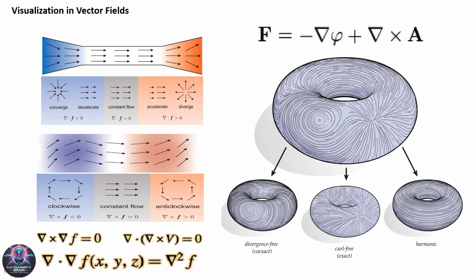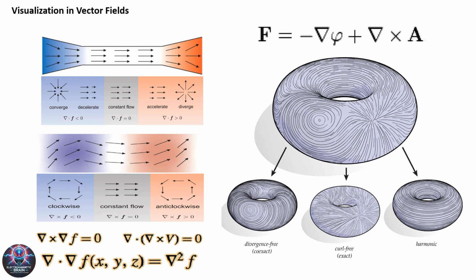These operations are interconnected through key mathematical relationships. The curl of the gradient of any scalar field is always zero, meaning that there is no rotational component in the direction of the steepest ascent or descent. Similarly, the divergence of the curl of any vector field is zero, indicating that a purely rotational field has no net source or sink. The divergence of the gradient of a scalar field results in the Laplacian, an operator that quantifies the rate at which a quantity diffuses or spreads out from a point in space. The Laplacian is crucial in understanding many physical processes, including the propagation of electromagnetic waves.